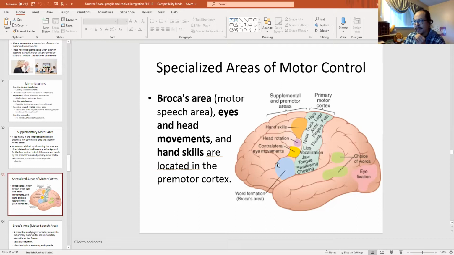For the eye movement, we have the region called the frontal eye field. That's the specific term for the eye movement in the frontal area. We have that frontal eye field, and that needs to detect. A lot of that eye movement is to conduct a gaze, conduct a saccade, conduct the smooth pursuit movement.